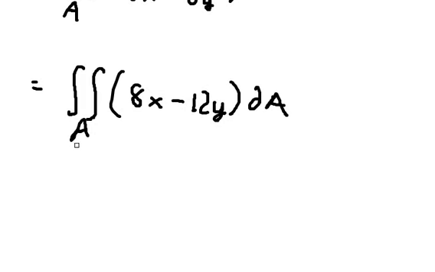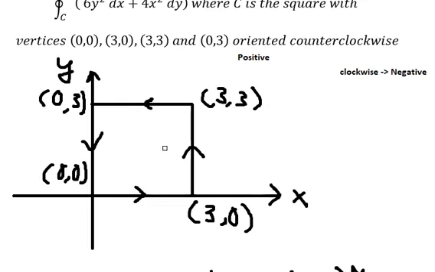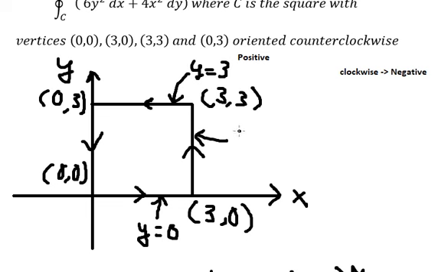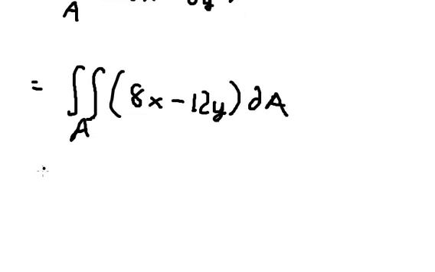Next, we need to consider the bounds. So if we look on the graph, we can see that this line in here is y equals number 3. And this line here is y equals number 0. So this one is x equals number 3. And this line here is x equals number 0. And now we have the bounds of dy dx.